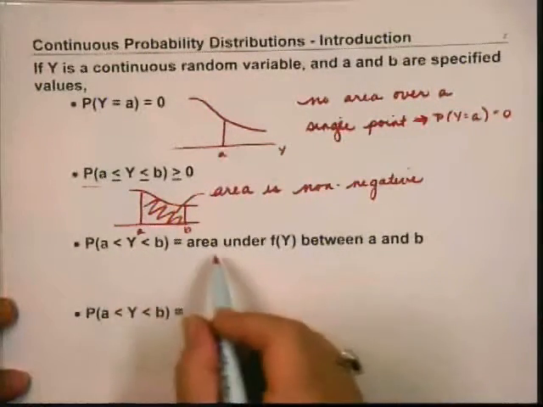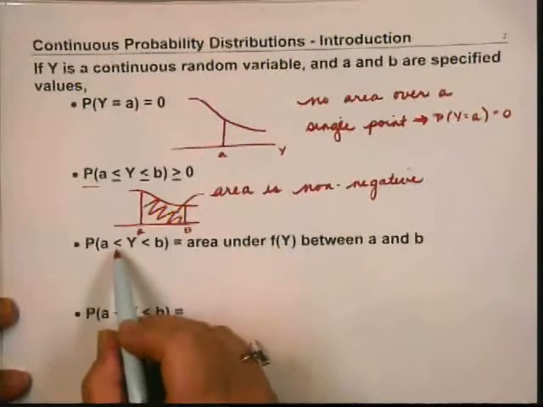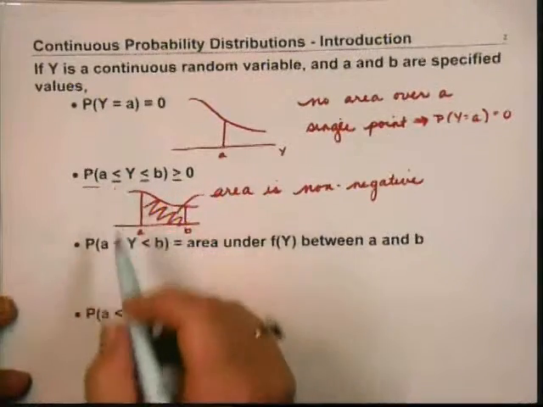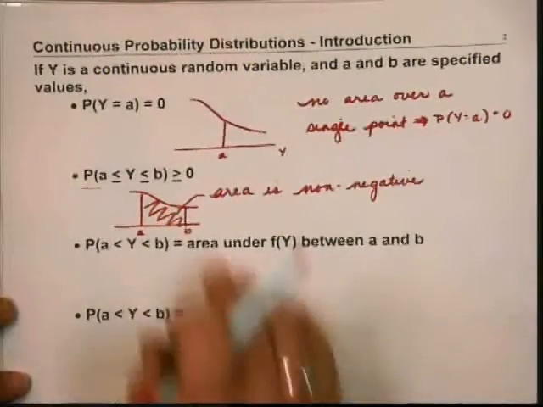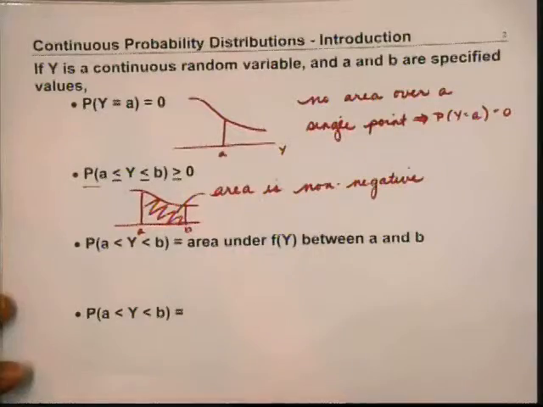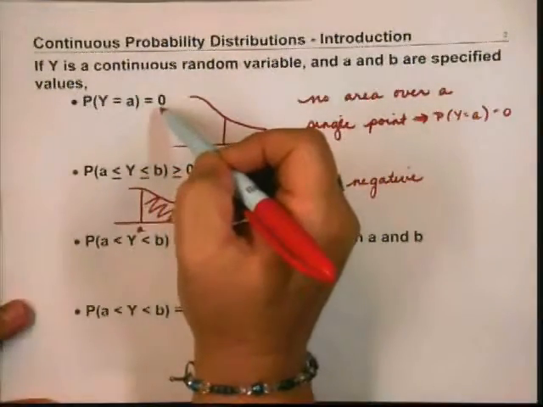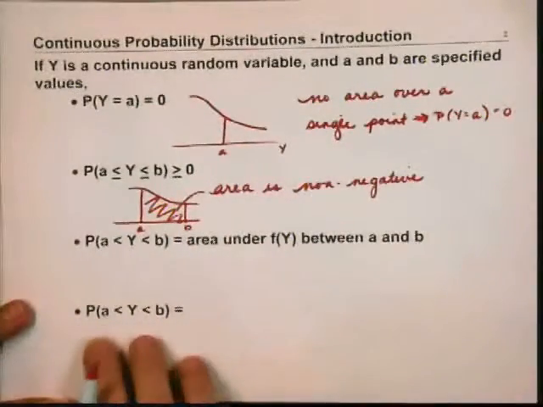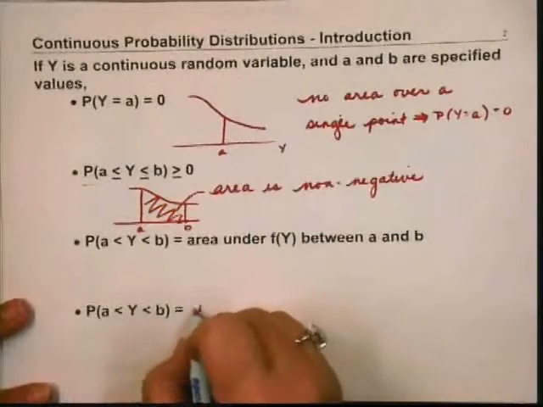Whether we put things in terms of strict inequalities or allow for equality, less than or equal to in these cases, we're looking at the area under f of y between a and b. So the picture still applies here. Given that the probability associated with a single value is equal to 0 and that we have these areas, I can write a probability statement where a and b are excluded: strictly greater than a and strictly less than b for these values of y.